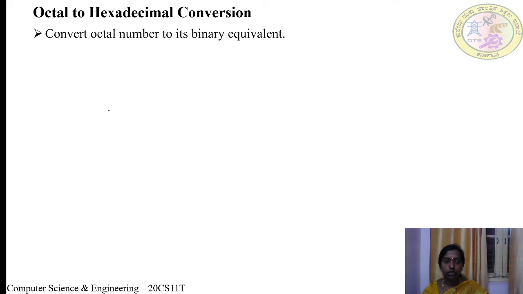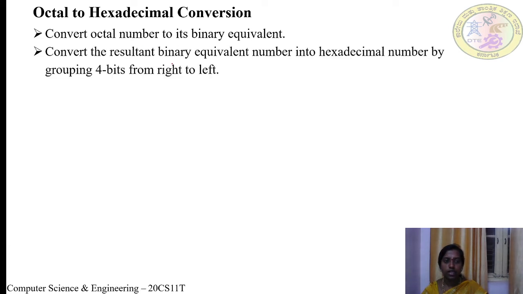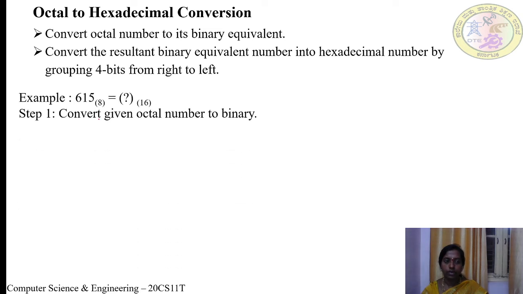Next, we move on to the conversion between octal and hexadecimal. Take the first step, convert the octal number to its binary equivalent. Take every digit of the octal number and make a group of 3-bit binary equivalent. Second step, convert the resultant binary equivalent number into a hexadecimal number by grouping 4 bits from right to left. Example, 615 base 8 is equal to its hexadecimal equivalent, base 16.